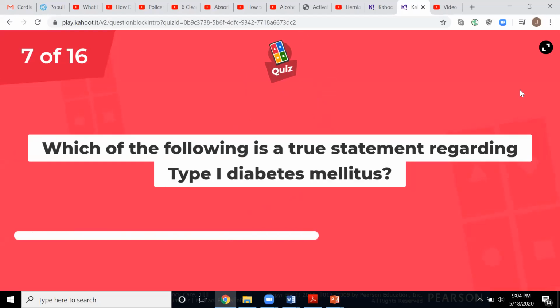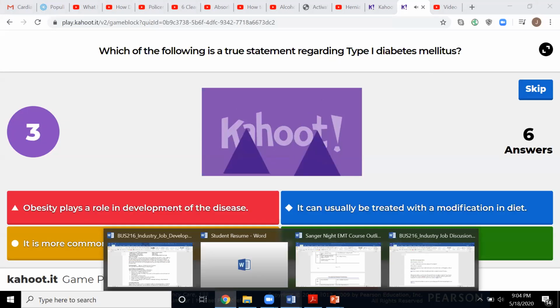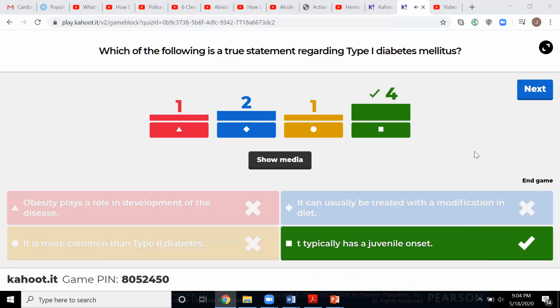Which of the following is a true statement regarding type 1 diabetes? Still is diabetes. Typically has a juvenile onset. Yeah, so type 1 diabetes, people are born with. Type 2 is developed over time and it's because of a bad diet usually, or it could be genetics too.